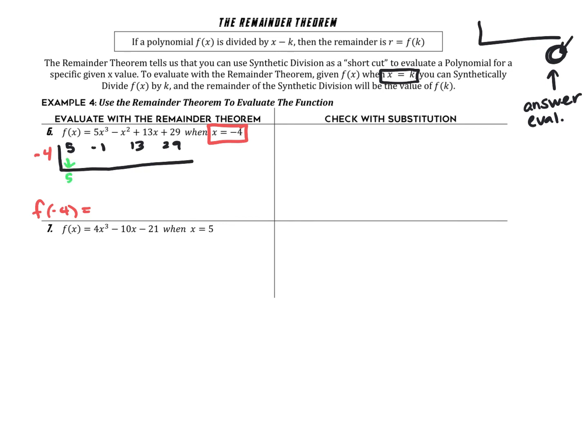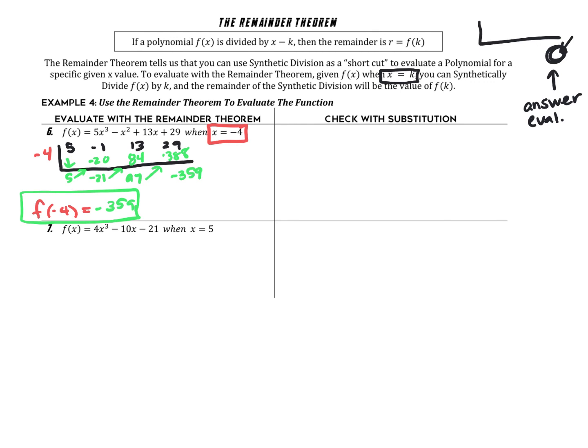And we're going to work through the synthetic division process the same way. So I'm going to bring 5 down. 5 times negative 4 is negative 20. If I add up and down, I get negative 21. Negative 4 times negative 21 is positive 84, and if I add up and down, I get 97. If I multiply negative 4 by 97, I get negative 388, which if I add to 29, I get negative 359. So that is the value if I plugged this in.